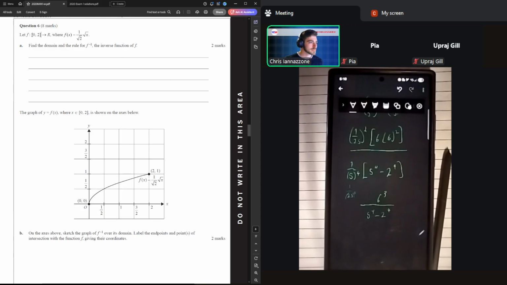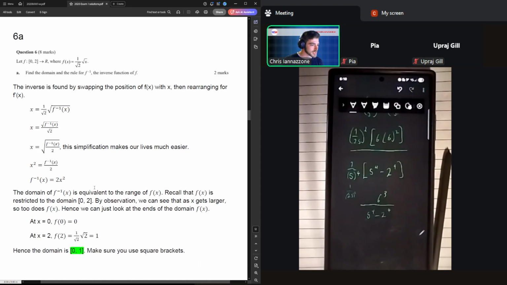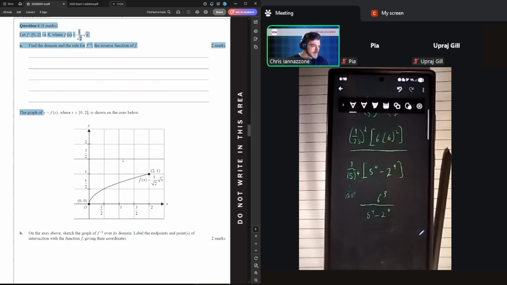So for the recording, just subbing in 0 and 2 into both of those will get you your possible range. And of course, that's the range of the original, but then that becomes the domain of the inverse. Just make sure you're using square brackets, and you probably want to put your little x as an element of in there.